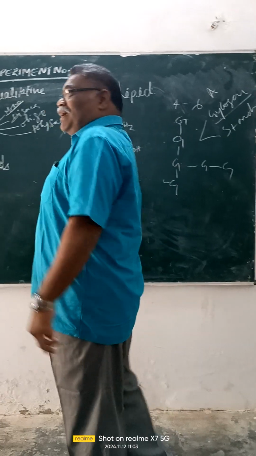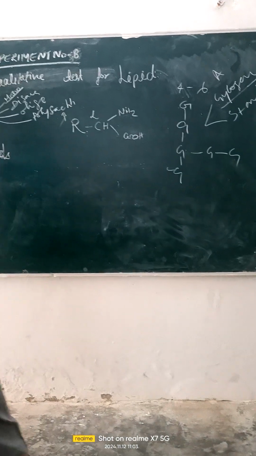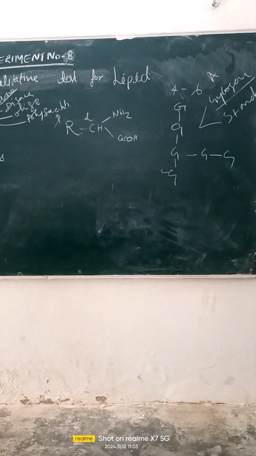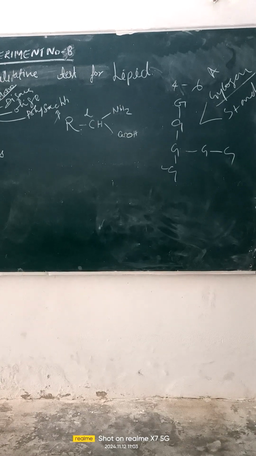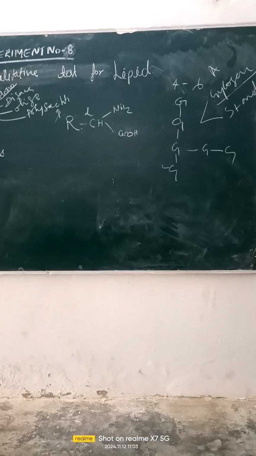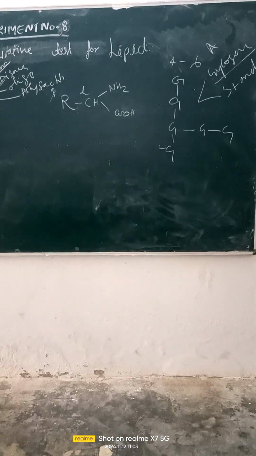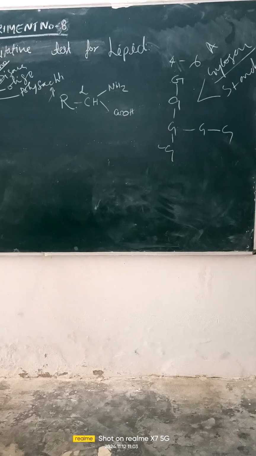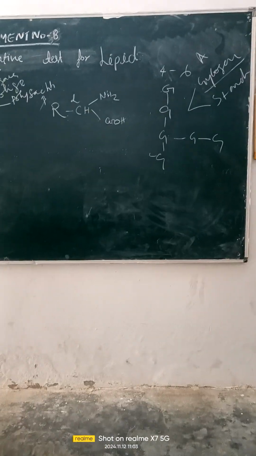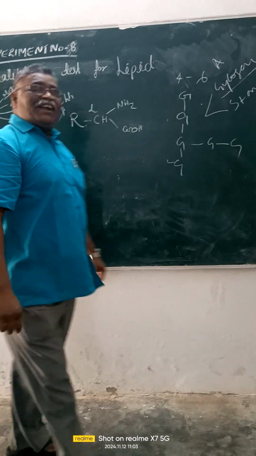There are two types of amino acids, essential and non-essential. Essential amino acids are taken from outside. Non-essential amino acids are synthesized in our body itself from our food. Understand? These amino acids will get connected to each other to form a linkage.